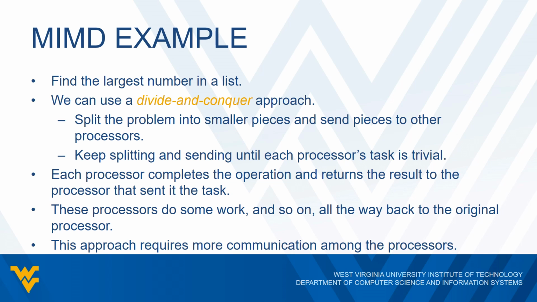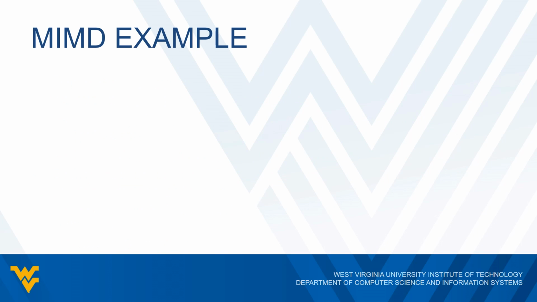Now this does require a lot more communication among the processors, but it doesn't take as much time compared to the actual processing. Let's walk through an example of this just to help illustrate what's going on here. So let's say this is our original list, 5, 2, 1, 7, 8, 6, 3, 0. Clearly, if you take a look at this, you can see that 8 is going to be the largest value. But let's look at how we get to that.